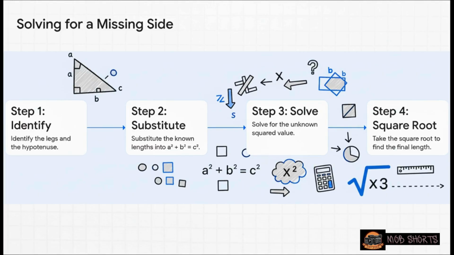Step 3, solve the equation to find that missing squared value. And then, and this is the step everyone forgets, the final crucial step: you have to take the square root of that number to get the actual length of the side. Don't forget the square root.